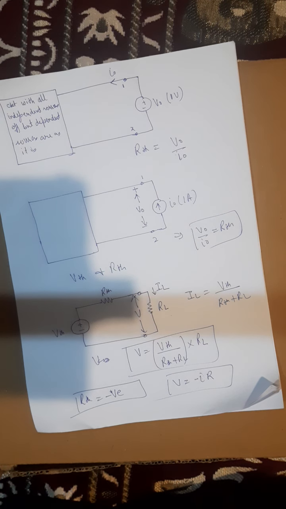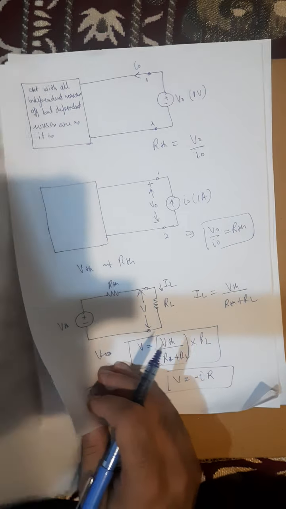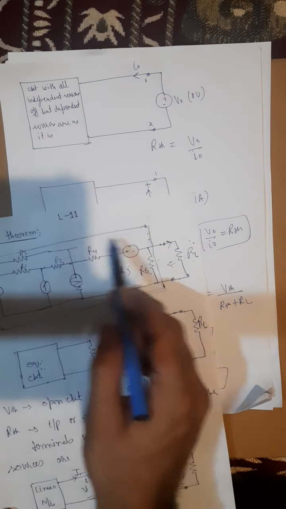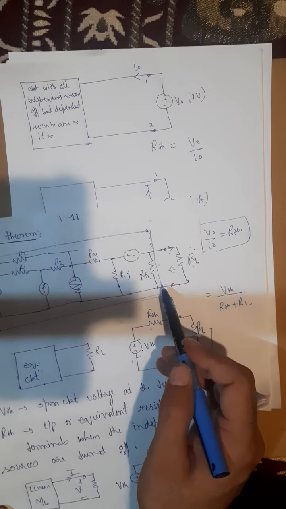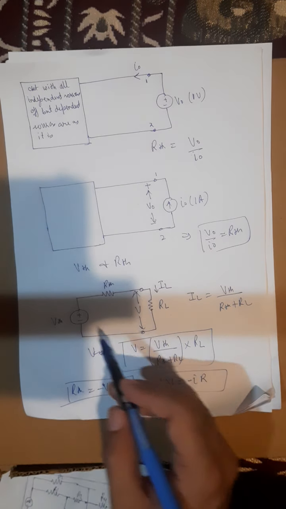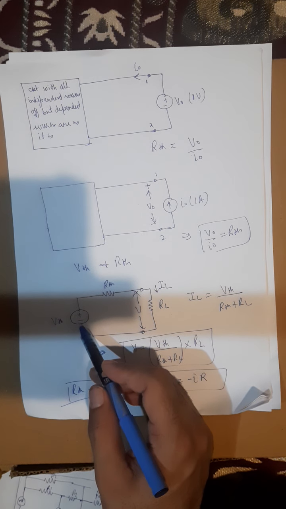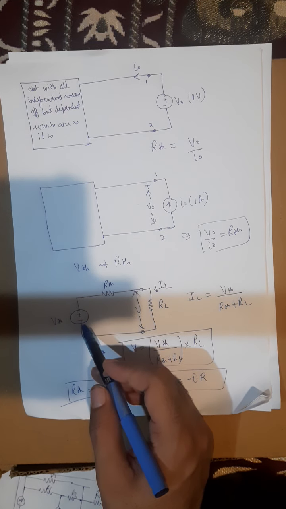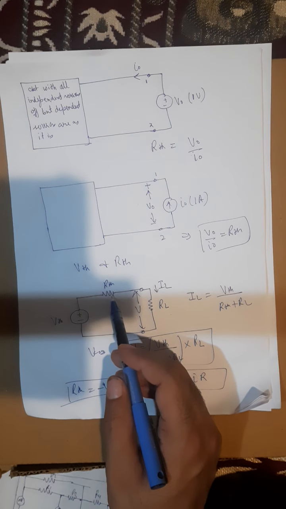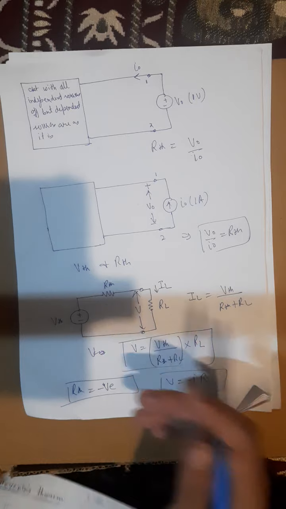So with this theorem, the Thevenin theorem, what we are doing is replacing a large complex network by a simple circuit with a single independent voltage source in series with a single resistor. VTH in series with resistor RTH.